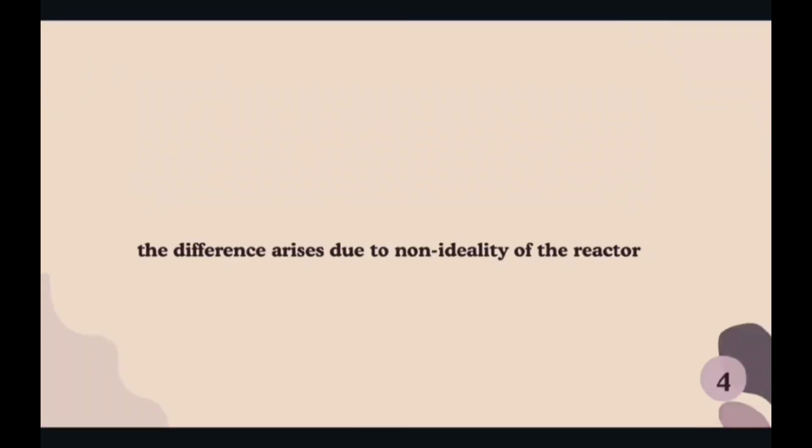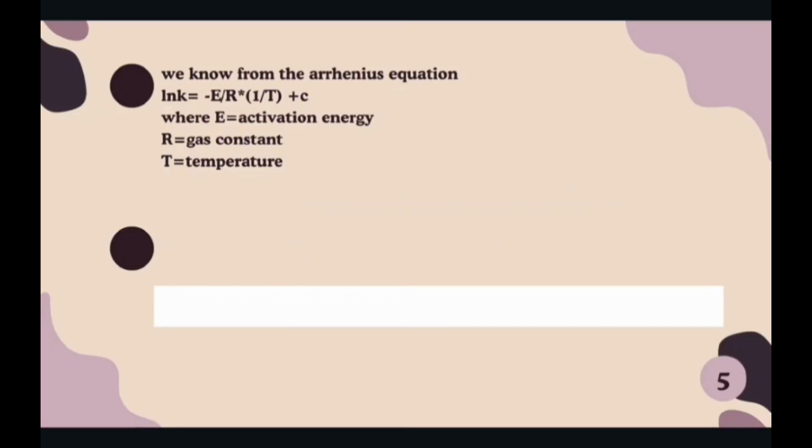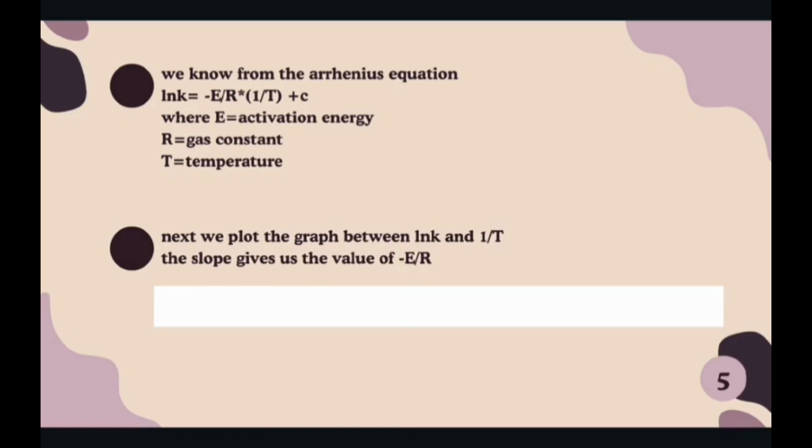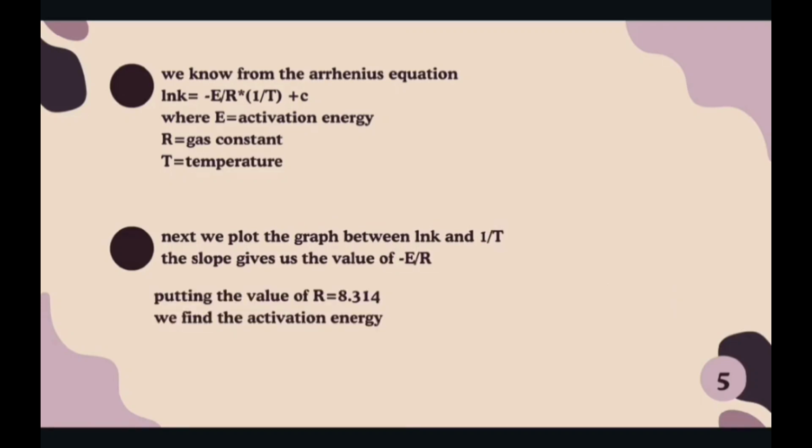In the Arrhenius equation, we have the relation ln k equals minus E by R multiplied by 1 by T plus C, where E stands for the activation energy, R the gas constant, and T the temperature. Next, we plot the graph between ln k and 1 by T. The slope obtained gives the value of minus E by R. Putting the value of R as 8.314, we find the activation energy.